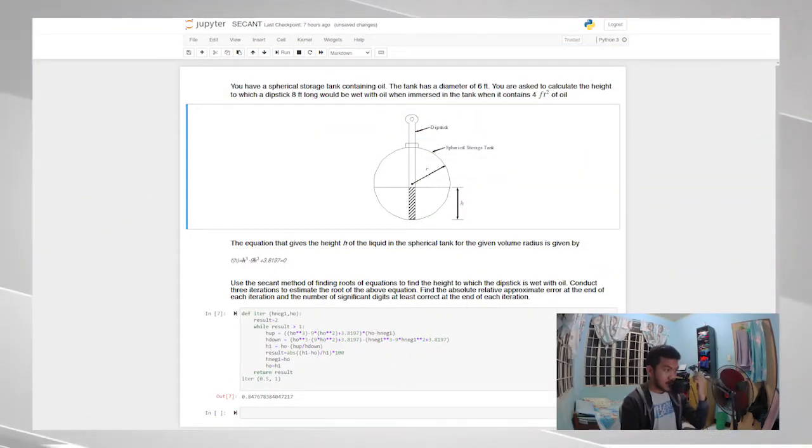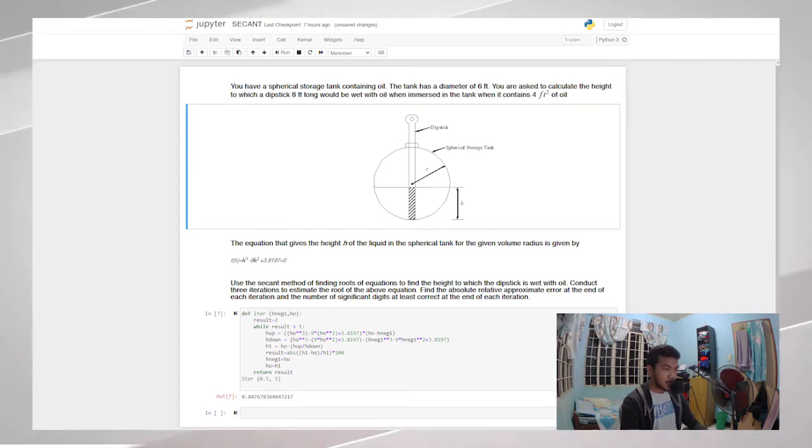So hello, I am Pyro Villanueva here to discuss a problem for the first problem set under the nonlinear equations function. So we have this problem. You have a spherical storage tank containing oil. The tank has a diameter of 6 feet and you are asked to calculate the height to which a dipstick 8 feet long would be wet with oil when immersed in the tank when it contains 4 square feet of oil. So we have here the figure of the tank containing oil.